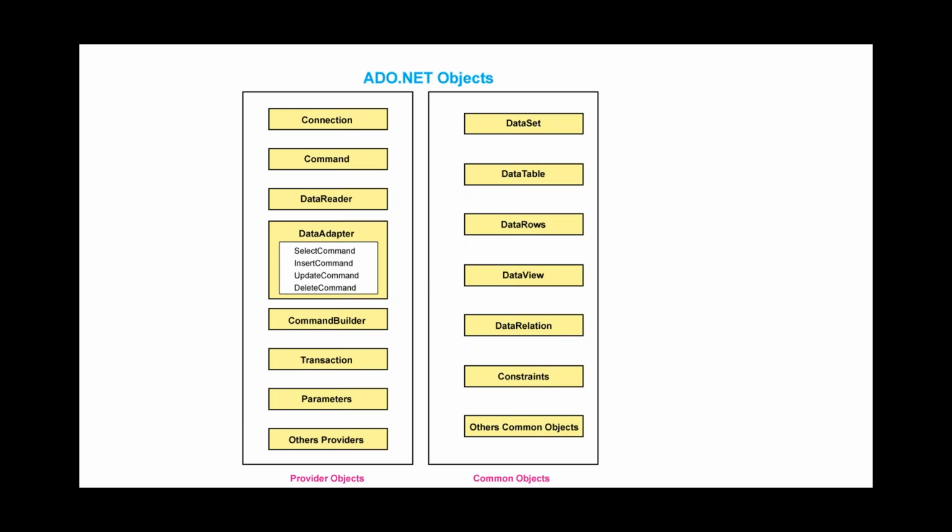That's what a data row is. And data view: you have views in your SQL Server, right? The same way, a data view is a view that can be derived from your data table. Data table is the actual data holder, whereas data view provides a view for you from that data table. Data relation means the relations, foreign key relations, between the tables. You can define it, and this is used in data set.